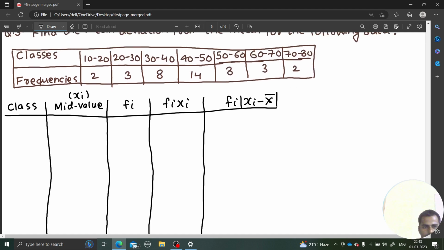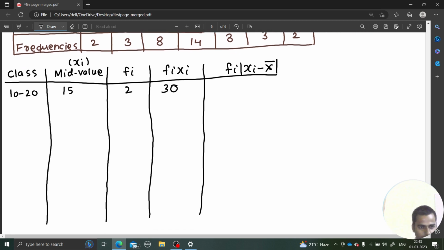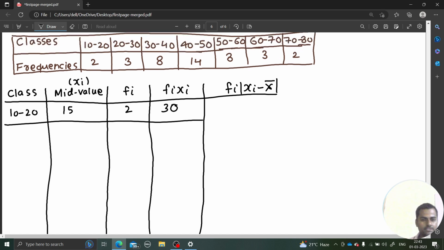So let's start filling this. So 10 to 20, what is the mid value? 20 plus 10 by 2, that is 15. This 15 will play the role of xi now, and the frequency is given as 2. So fi xi will be 30, and the last column we will calculate after we find the mean. So let's just fill it first. So next will be 20 to 30.